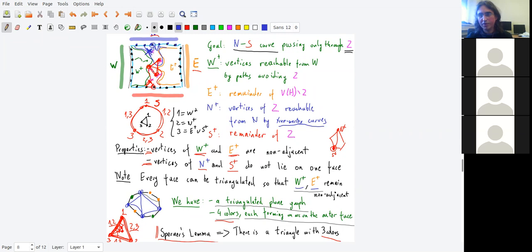I propose that we postpone fixing this argument to the tutorials, but I hope that you can believe me that the boundary can now be divided into three pieces so that I can apply Sperner's lemma and derive that there is a face inside colored with all the three colors present, which is a contradiction with either of these properties.